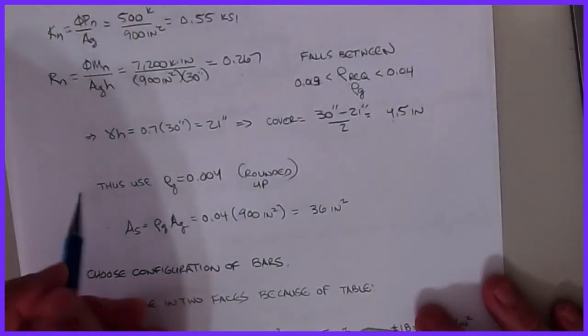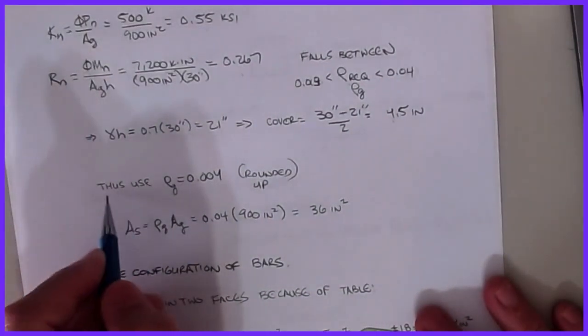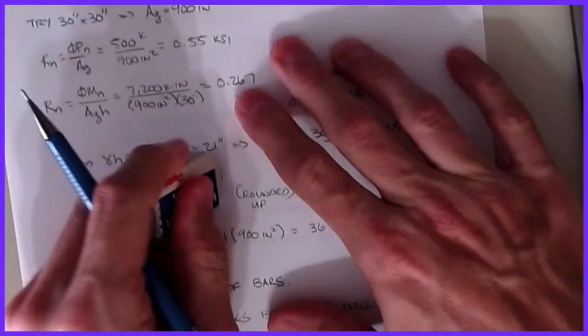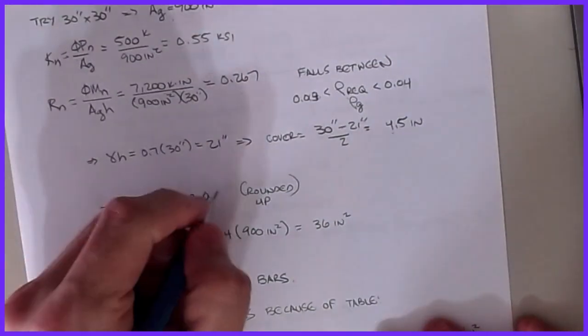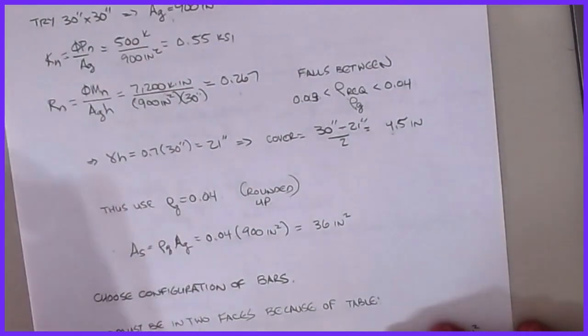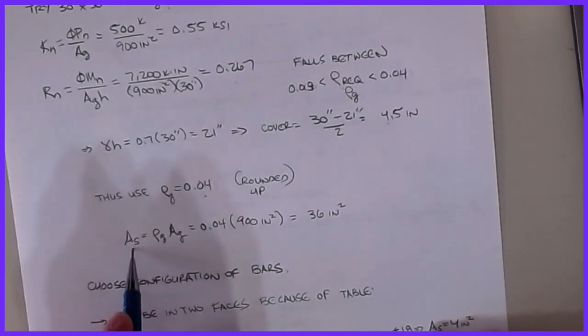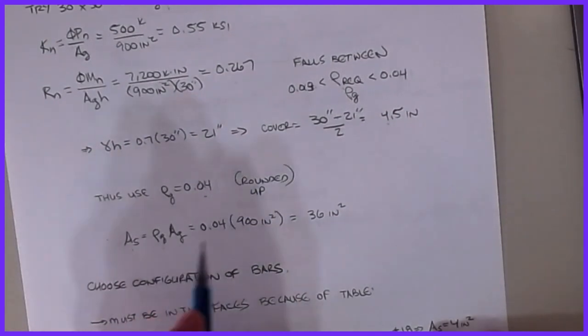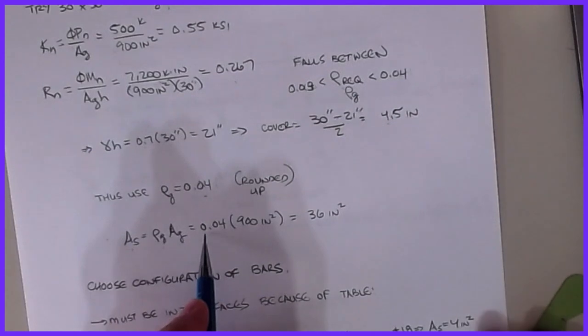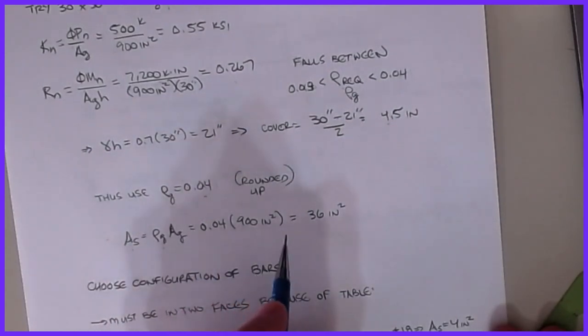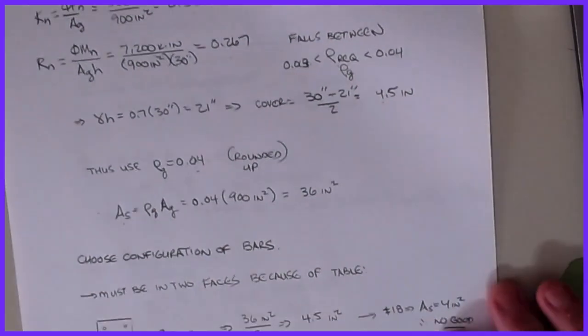For the sake of our argument, we're going to round up to the nearest row value and take a 0.04 on this. We're going to round up just to make sure I have enough steel. Once I have that, I can calculate the actual AS that I need, and that's just rho G times AG. So for this column, it's going to be 0.04 times 900 inches squared, which is 36 inches squared of required steel.